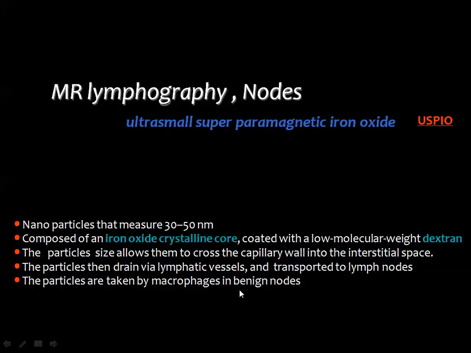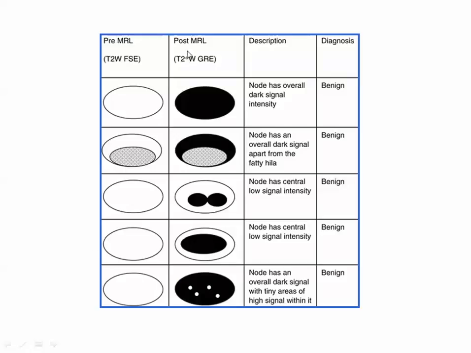Then you expect the deposition of iron in the lymph nodes will have a very dark signal on T2 weighted images. And this is the appearance in the T2 weighted image and the appearance after injection of this contrast material. And this is the appearance of nodes of benign nature. Either the node is totally black due to homogeneous deposition of iron oxide inside the node, or you get some black areas within the node itself. These are the appearances of benign nodes.